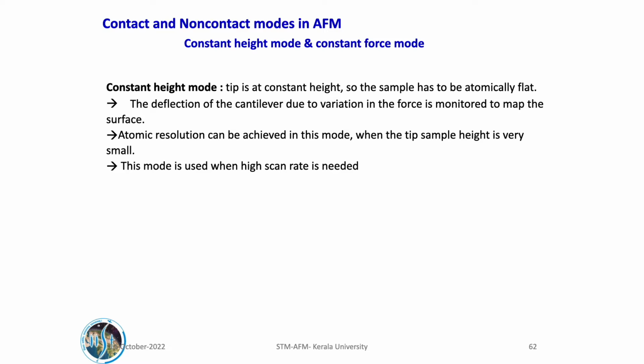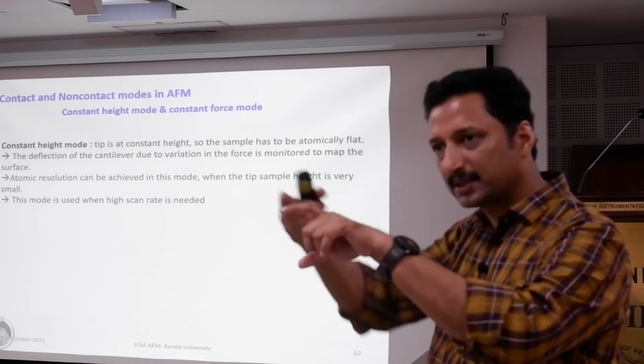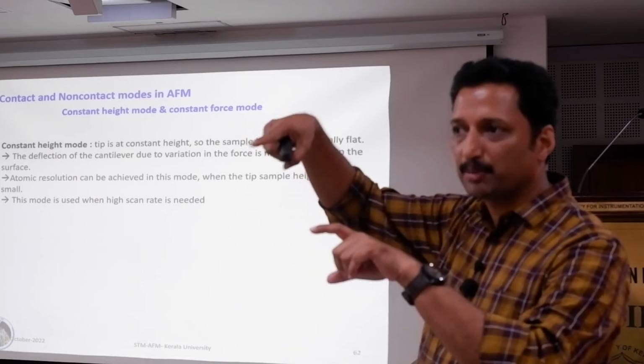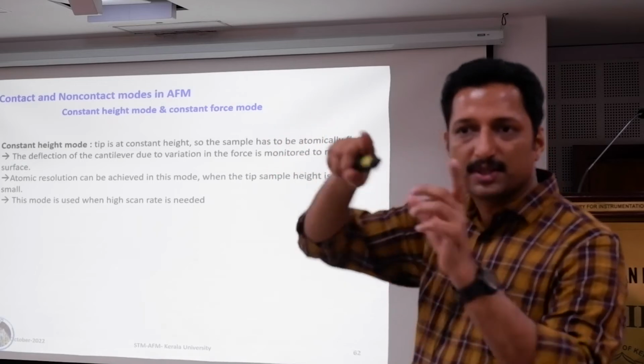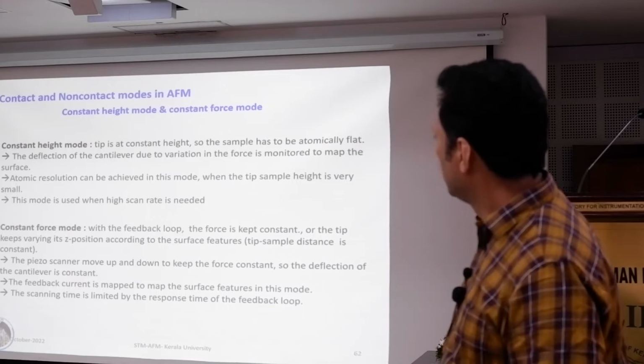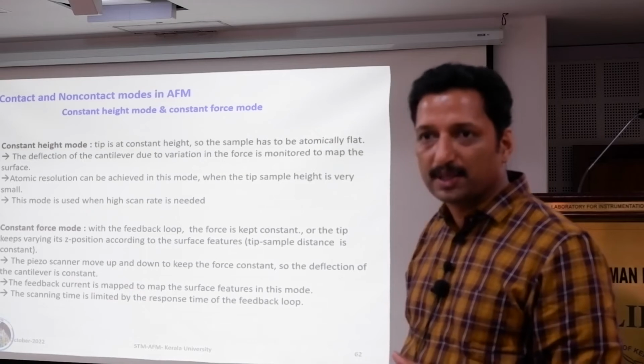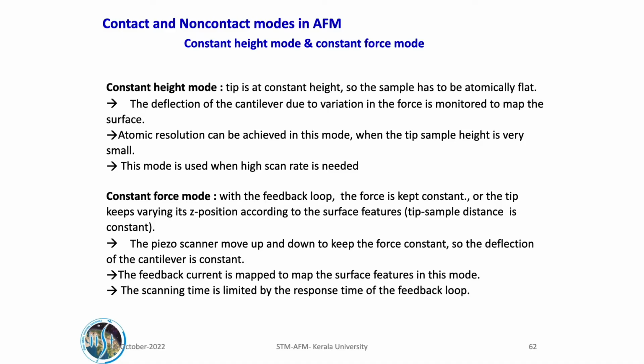Again, like I said in the STM case, constant current and constant height mode. Here also constant force mode and constant height mode is there. In constant height mode, the height will be constant and the force will be varying. That constant height is given by the feedback loop. And the force is measured in the second one. Both we can use depending upon the flatness of the sample. Basically, there you have to be careful. If it is a very rough sample, the height has to be constant. Then the feedback takes the voltage given to the piezo of the surface, and then you can map the surface.